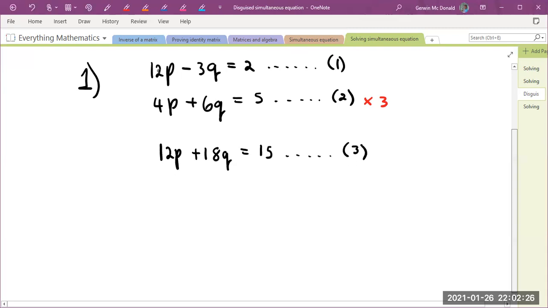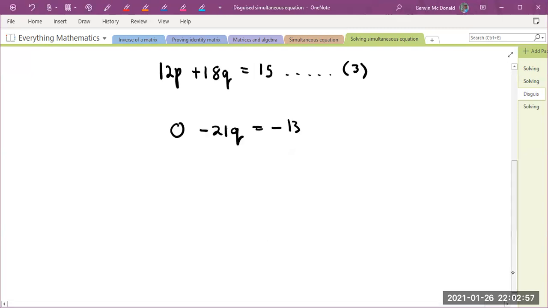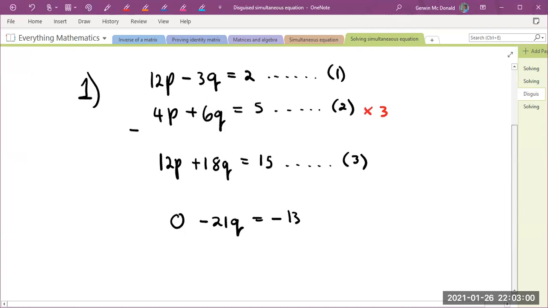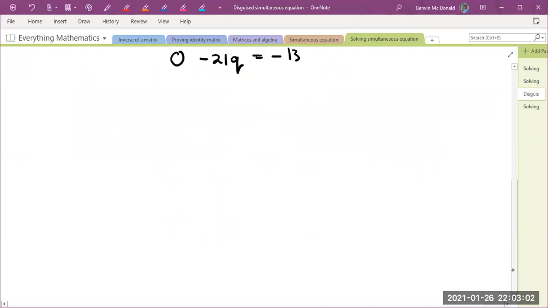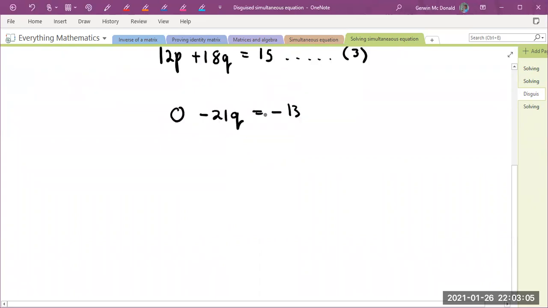And now I could eliminate 12p by subtracting. So 12p minus 12p, that will give me 0. Minus 3q minus 18q, that should give me minus 21q. And 2 minus 15, that should give me negative 13. Good, and let me just make sure that's correct. Yes, negative 13. And again, I ended up here with one of these answers that I don't like to deal with, but well, it is what it is.